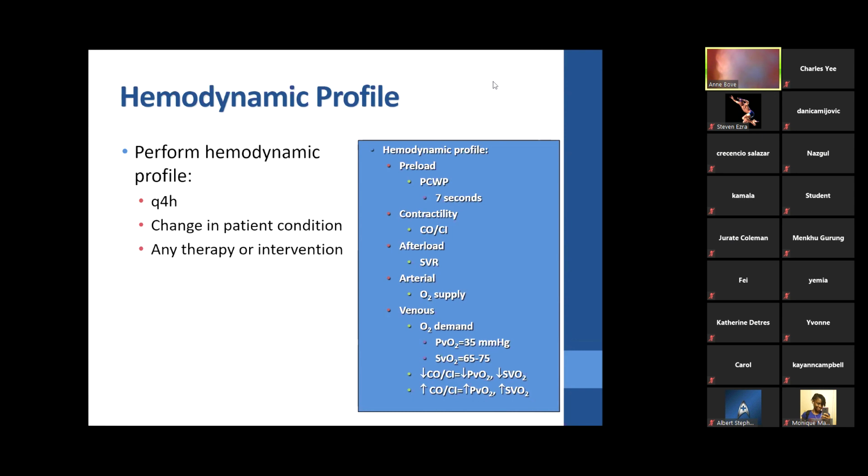Those type of numbers would be consistent with somebody in heart failure. So you're not pumping the blood around enough. Whereas if your cardiac output, cardiac index is high, your PvO2 and your SvO2 would also be high. And those v's should be in lowercase, they shouldn't be in uppercase. Okay, so these are numbers and values that you're going to see in an ICU setting.